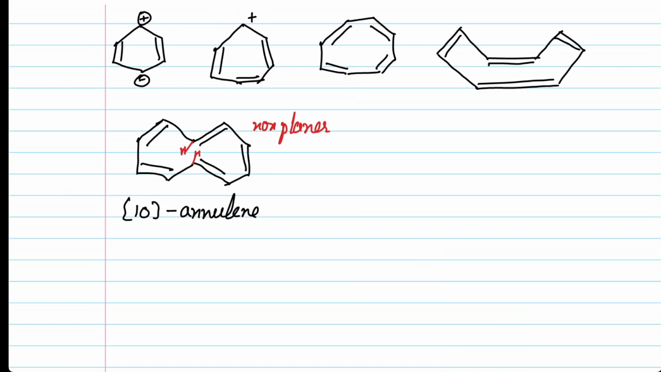Now, if we take the same structure and instead of having the two hydrogens pointing towards each other, we have a carbon attached here, like this is the CH2 group here. Now the CH2 group would push the two carbons towards each other, and now this particular compound becomes aromatic. This is aromatic.